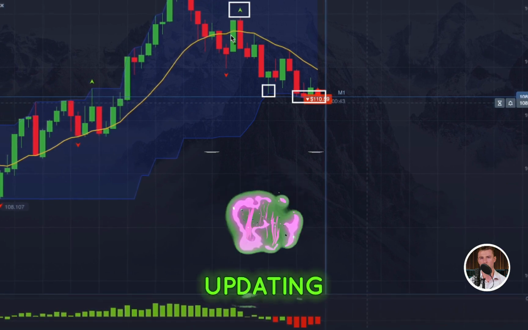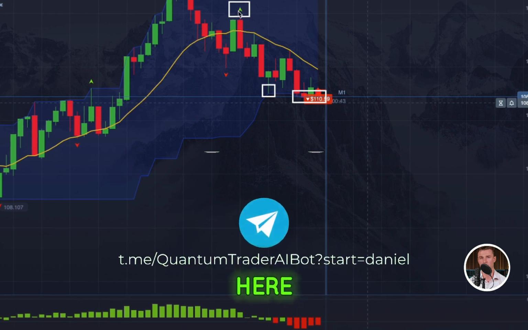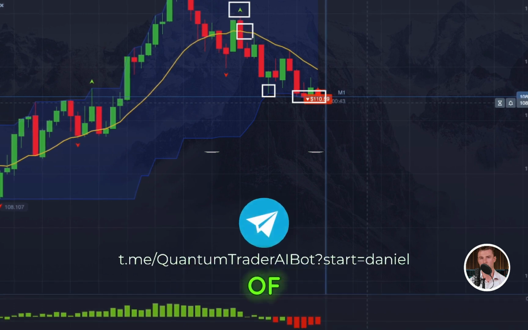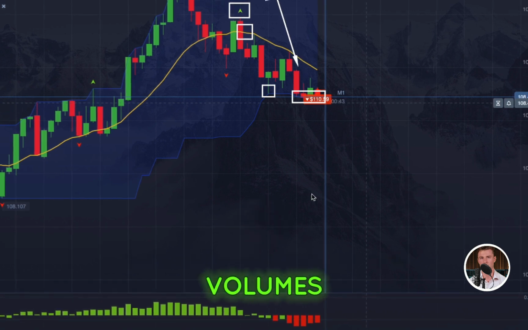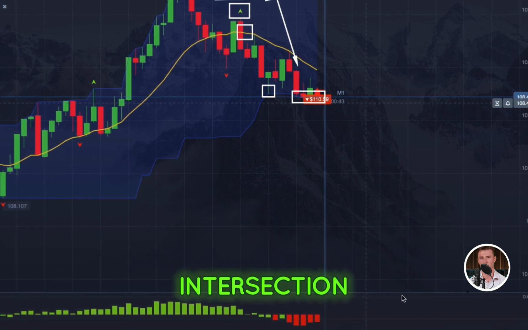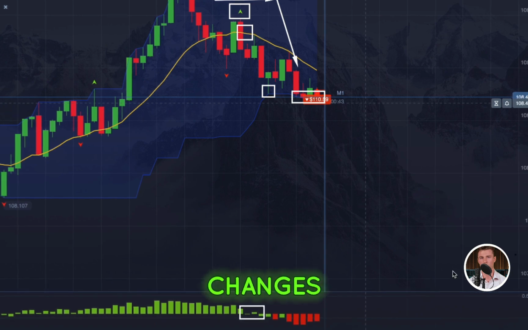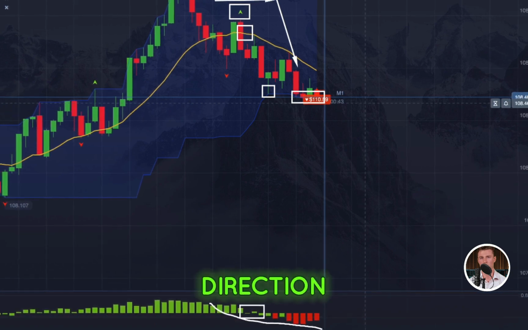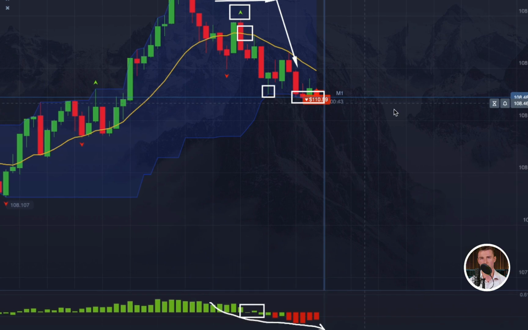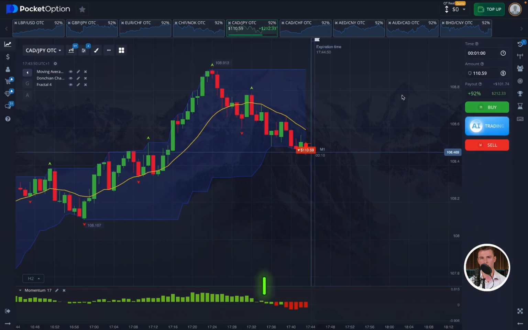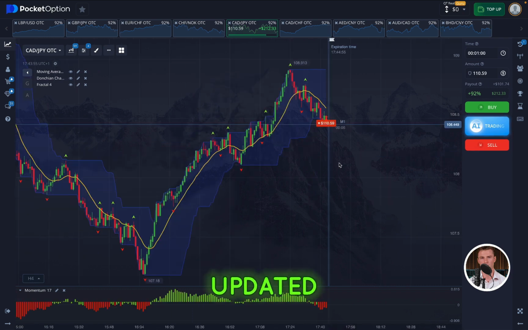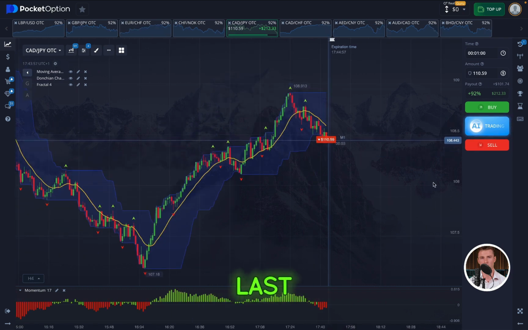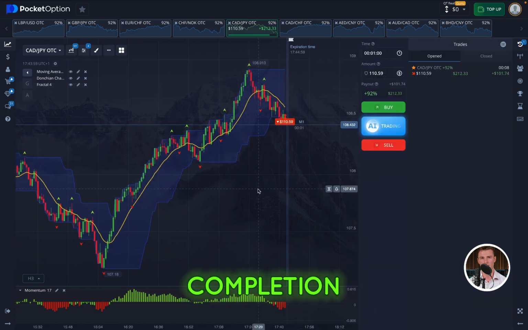Also, after updating the local maximum, here we see the intersection of the weighted moving average from top to bottom. And on the volumes, we also see the intersection of the average value and a change of color and direction on its histogram. Let's look at the result. I think the extreme point here should be updated even lower, the last seconds before completion.